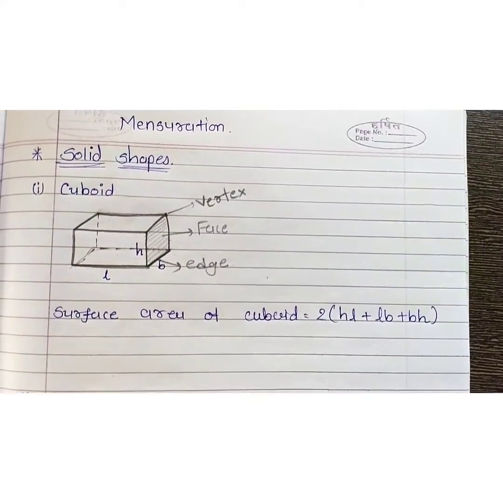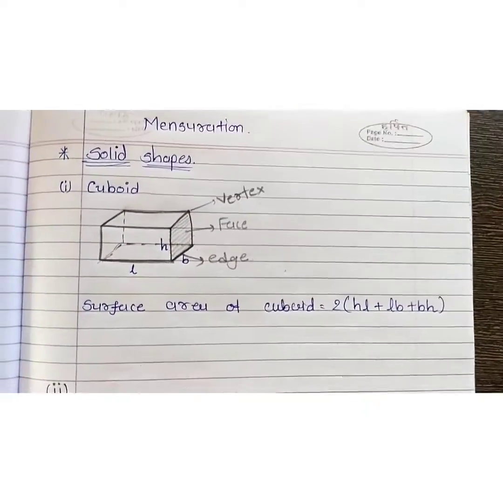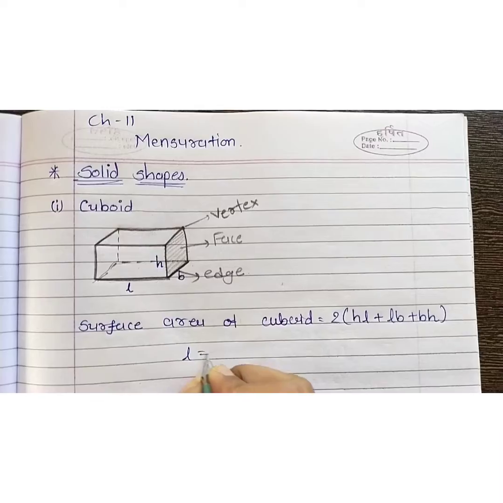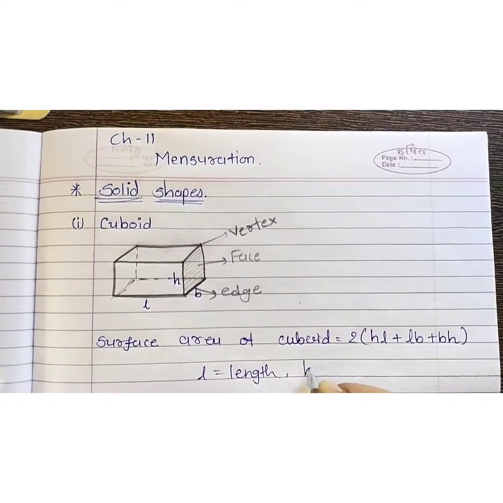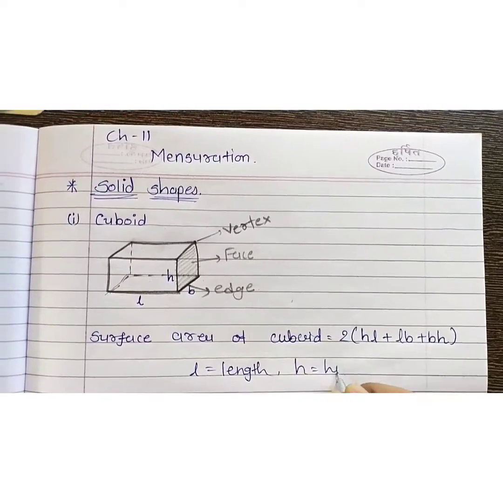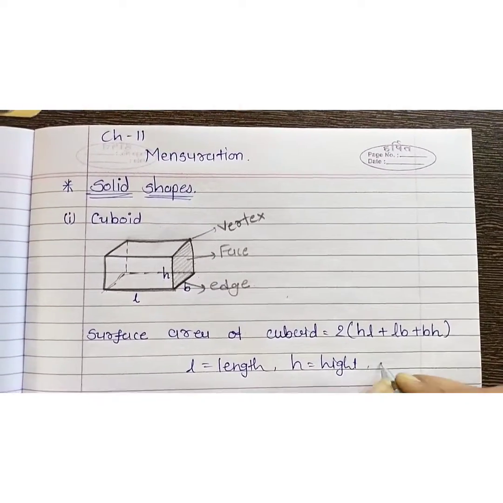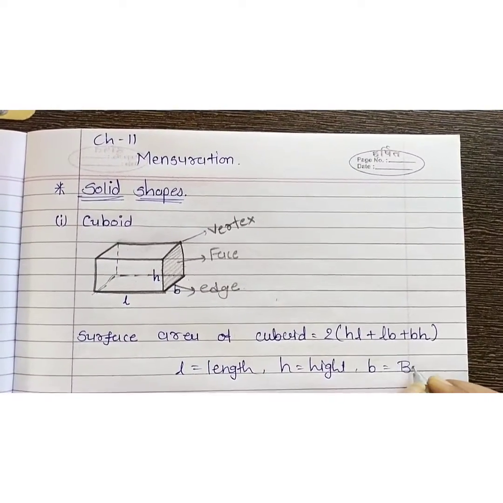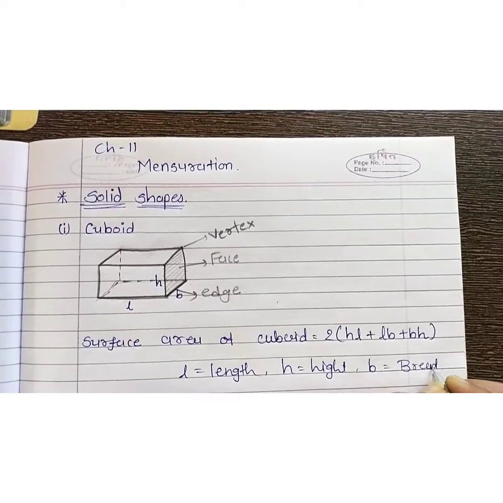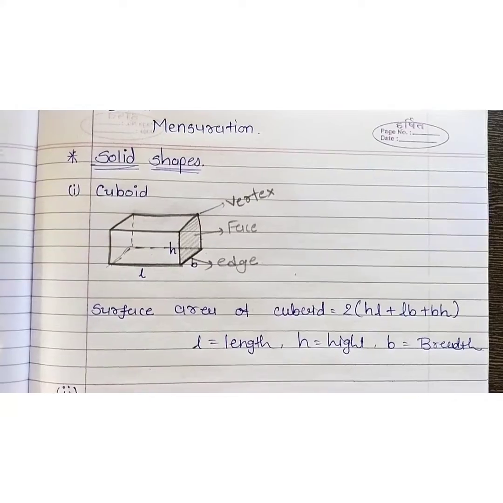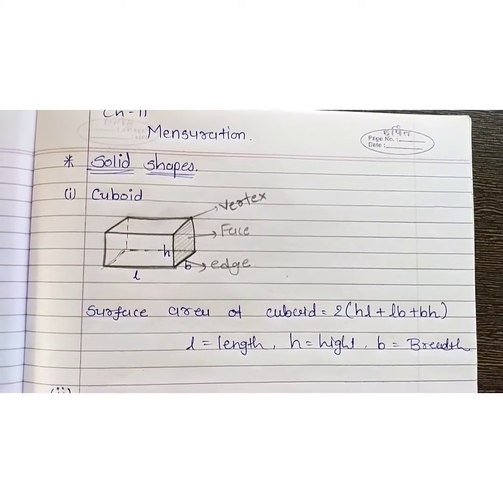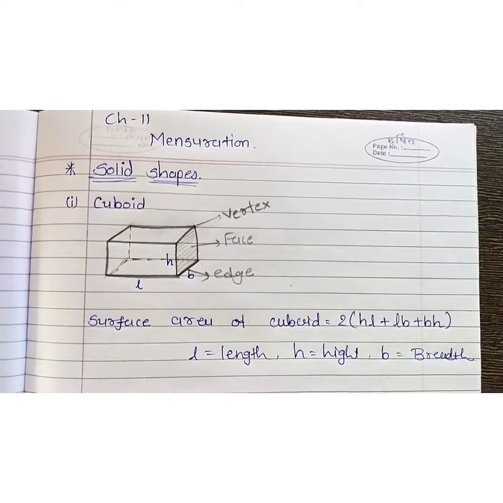Where L is equal to length, H is equal to height and B is equal to breadth. Okay, so this is the surface area of cuboid, 2 times HL plus LB plus BH.